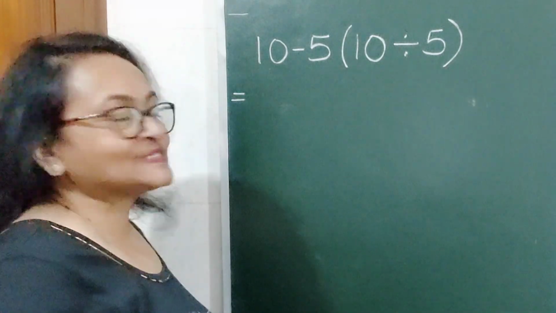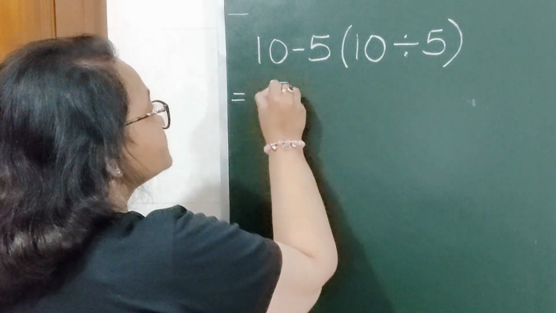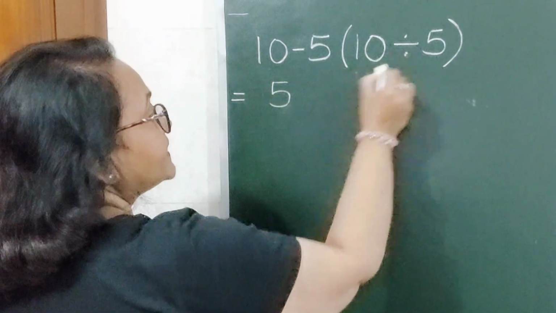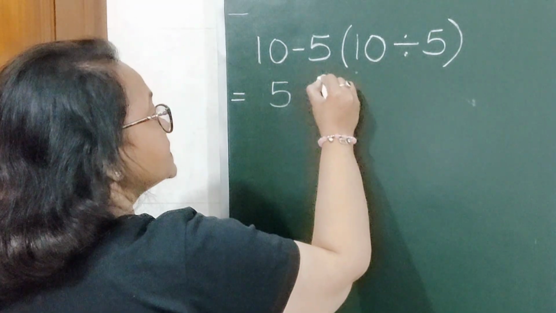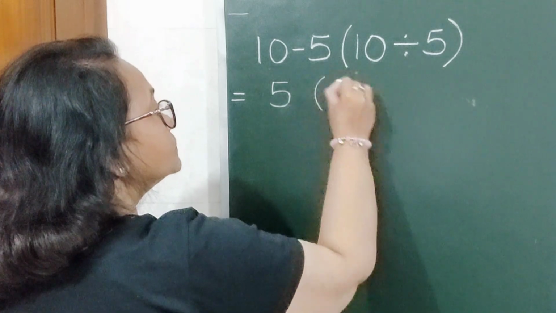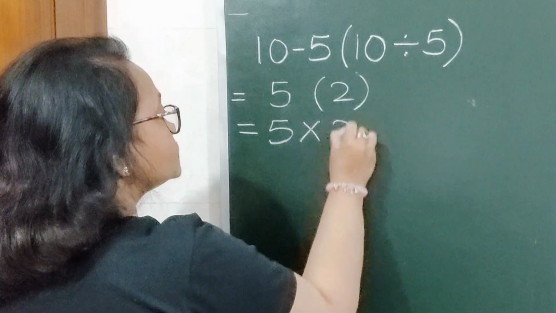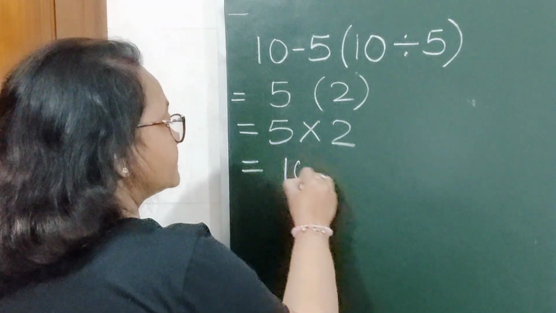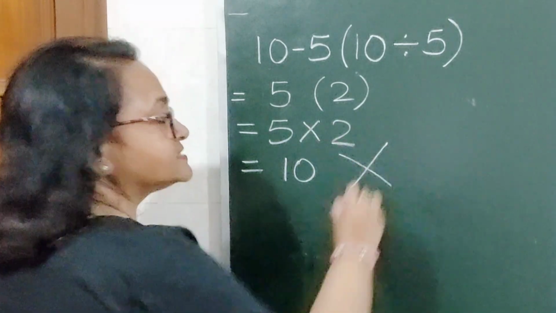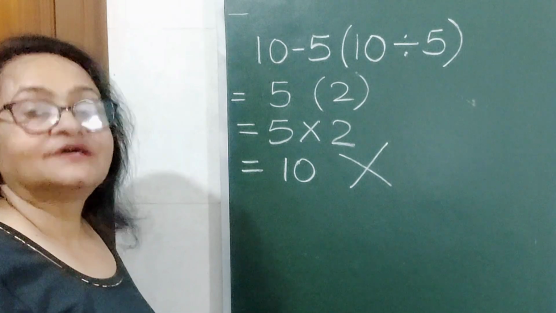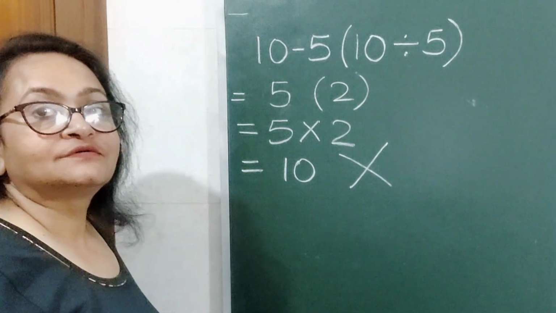कैसे करते हैं कुछ लोग इसको? 10 minus 5 is 5. Then 10 divided by 5 is 2. Then bracket open, 5 2s are 10. But this answer is wrong. What will be the right way to solve it?